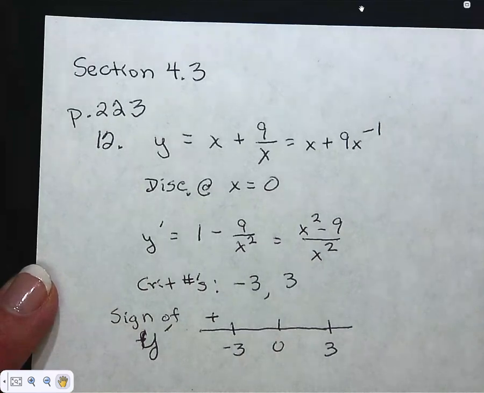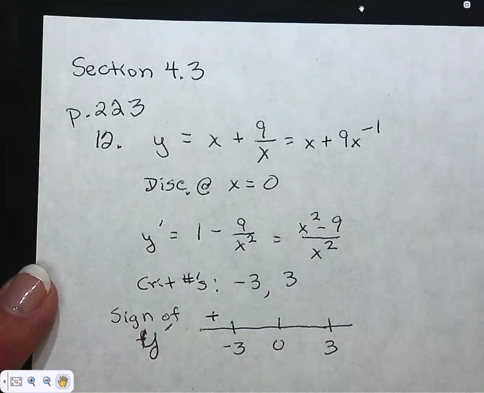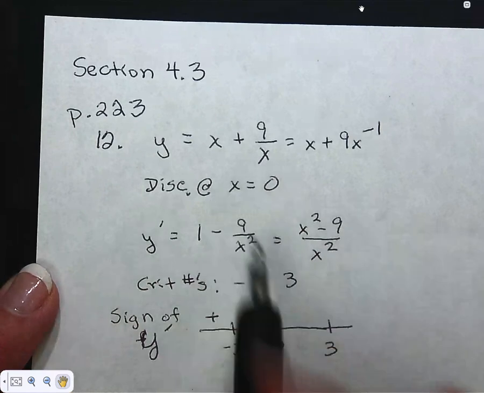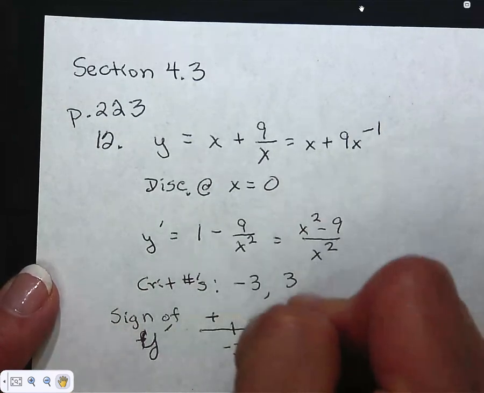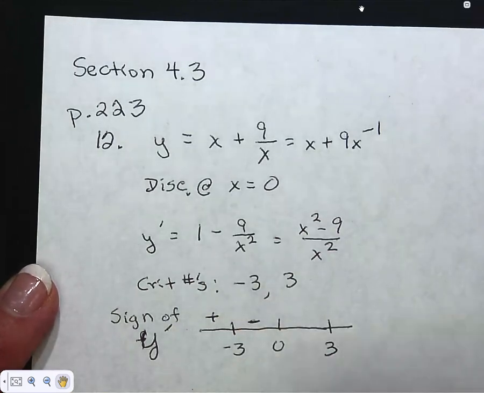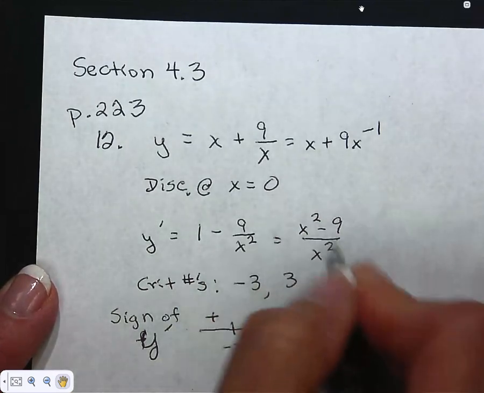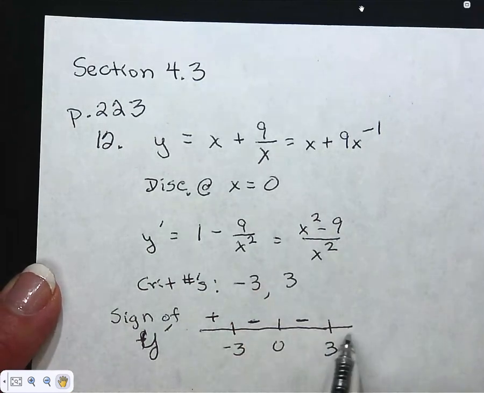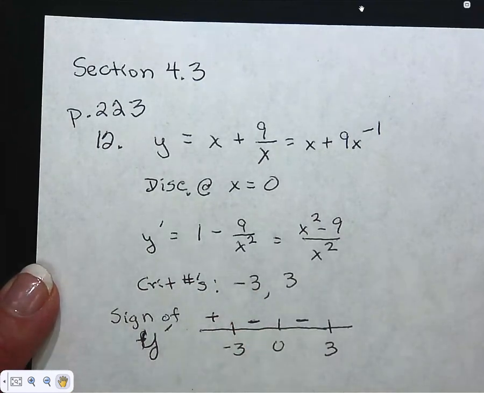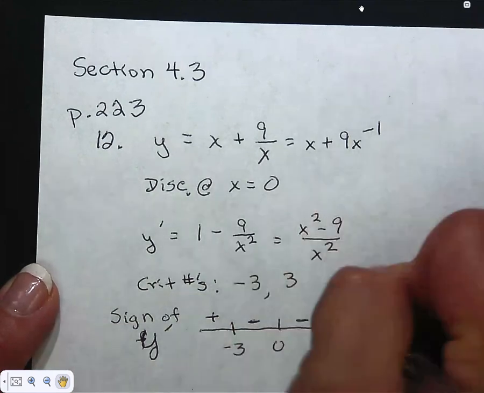I was hoping you'd say negative e, because that would have been so cool. But if it's negative 2, would this be positive or negative? Negative. And if it's positive 1, would this be positive or negative? Negative. And if we let x be 4, would this be positive or negative? Positive.